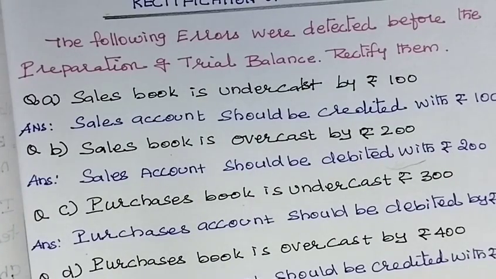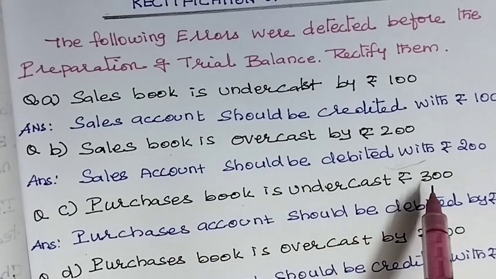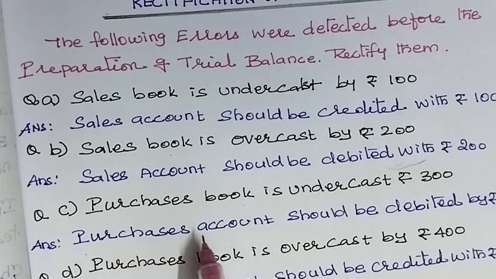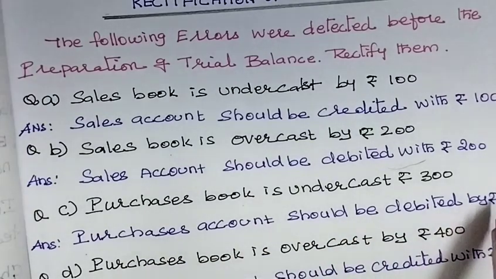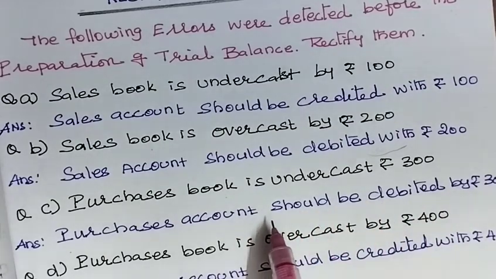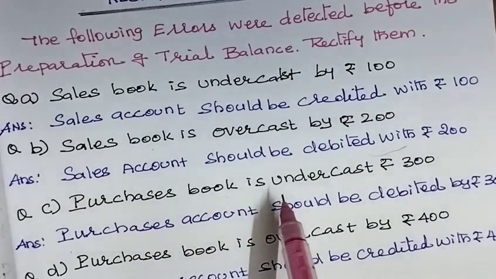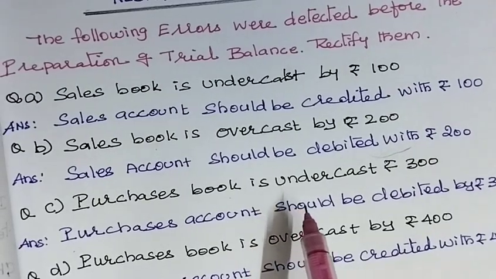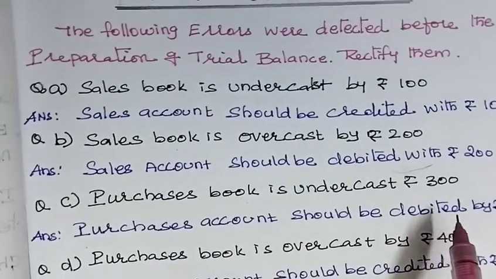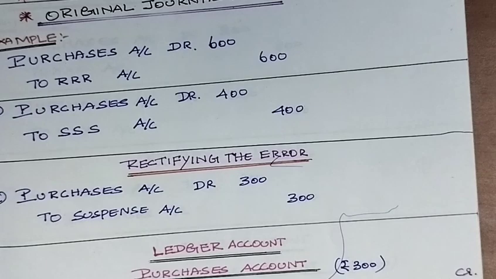Okay, the next question is: purchases book is under cost by rupees 300. What is the answer? Purchases account should be debited by rupees 300. This is the answer. How does this answer come? This one line is enough for this question, but you have to know how to say the purchases account should be debited. I will explain clearly, then only you can understand how to rectify this error.